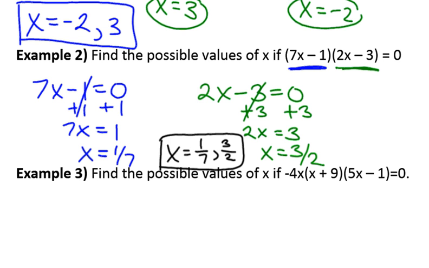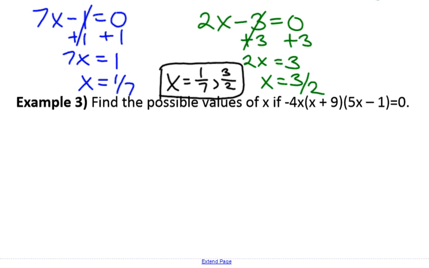Okay, we're going to try one more for example 3. Find the possible values of x for this factor. Now, notice in examples 1 and 2, I just had the two parentheses. Now, in example 3, I've got this negative 4x sitting out front. That does not have parentheses around it because it's a monomial. It's just one term. See, x plus 9 is a binomial, so that's why we have parentheses around it. Same with 5x minus 1, it is a binomial, so we have parentheses. But notice that negative 4x is still considered a factor.